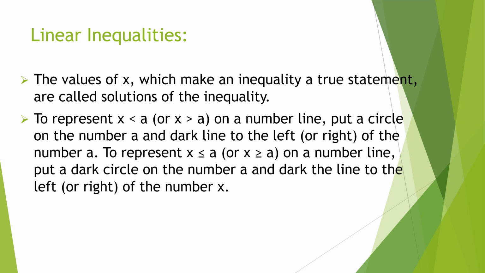To represent x less than a or x greater than a on a number line, put a circle on the number a and dark line to the left or right of the number a. To represent x less than or equal to a or x greater than or equal to a on a number line, put a dark circle on the number a and dark the line to the left or right of the number a. We will understand this with the help of an example.